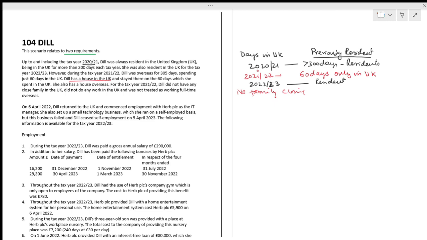She spent 60 days in the UK, and this is one tie. For the last 3 years, out of 3 years, she has stayed in the UK for 2 years, so she is a resident in the UK for 2 of the last 3 years. Okay, this is very much needed.